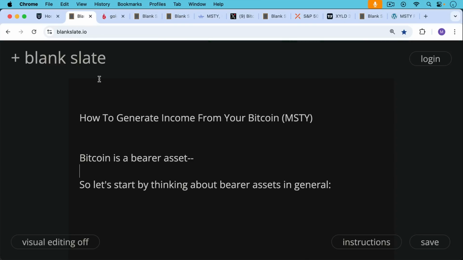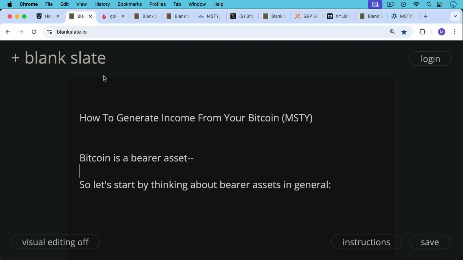Today I want to talk about how to generate income from your Bitcoin, and we're going to be talking about MSTY, which a lot of people have asked me to speak about. So Bitcoin is what's called a bearer asset. You can hold it yourself. There's no counterparty risk when you hold it yourself.